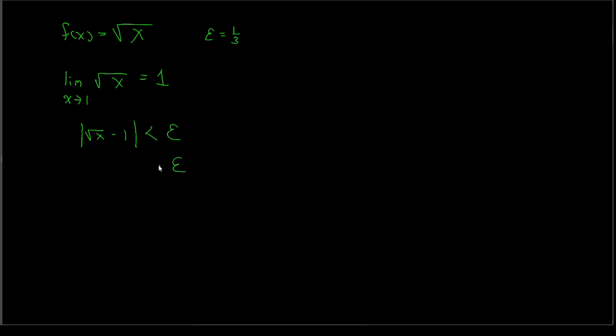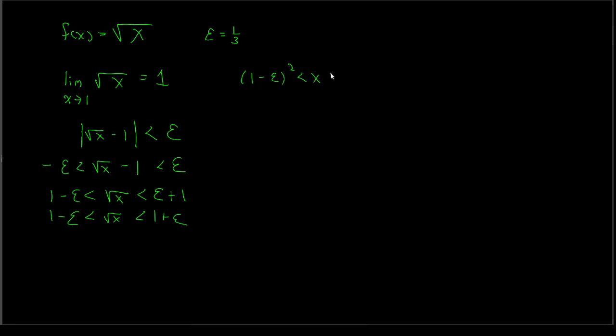We'll break this into epsilon positive and negative. We'll get my epsilon to look like an epsilon, and we'll add 1 to both sides. In fact, I'll make this 1 plus epsilon so that they have the same form. Then we'll square everything. So we'll get 1 minus epsilon squared is less than x, which is less than 1 plus epsilon squared.